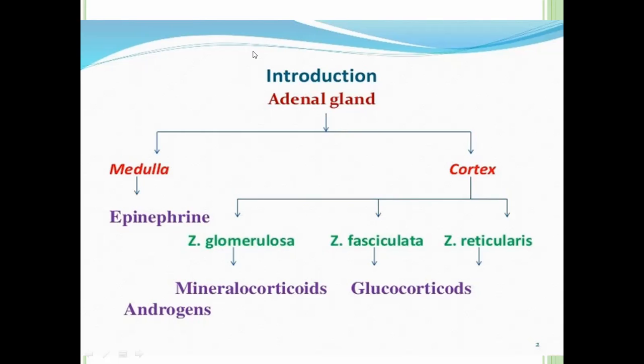In the adrenal cortex, the middle layer and inner layer, that is the last two, zona fasciculata and zona reticularis, are both helpful for the secretion of glucocorticosteroids or glucocorticoids, and the outer zone is responsible for the secretion of mineralocorticoids. The adrenal medulla is also responsible for secretion.